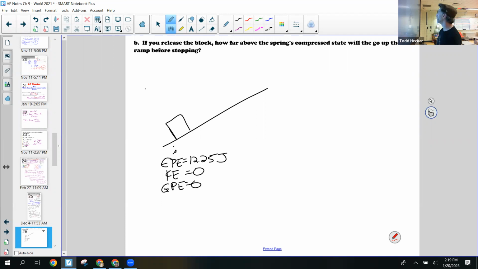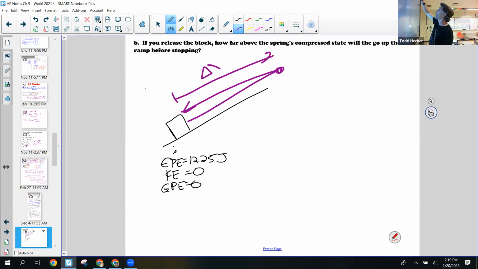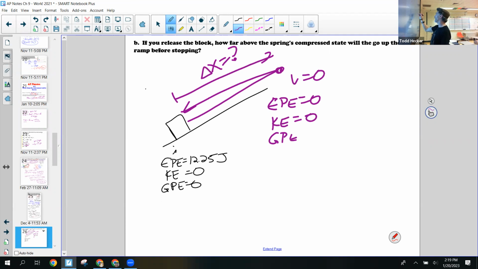All right. So now what we're going to do is we're going to let it go, chunk, and we're going to know how far it is going to go before it stops again. All right. Well, at this point, what do we know? Well, the EPE there is now going to be 0. The KE is now going to be 0. So we've just got some GPE that we didn't have before, right?